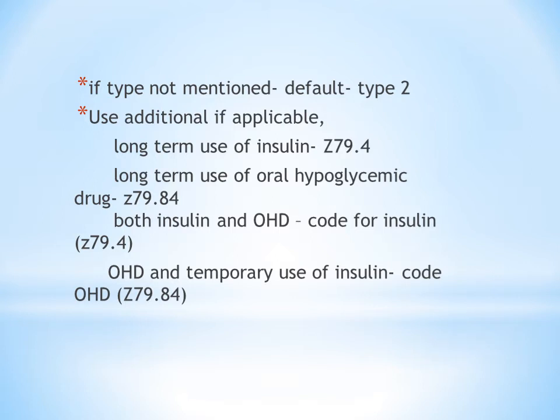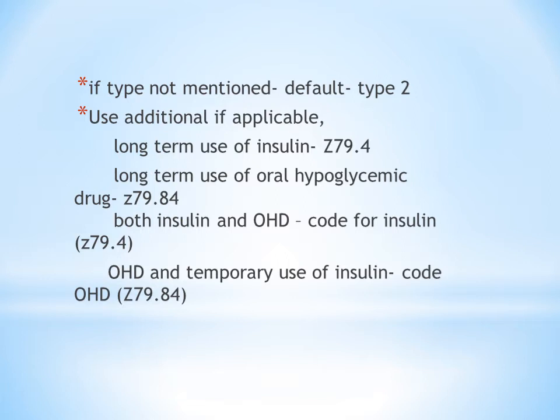So we have already seen the types of diabetes mellitus. The codes are: type 1 is E10 and type 2 is E11. Then the next guideline is if the type of diabetes is not mentioned as type 1 or type 2, which type do we take? By default, we have to take it as type 2 diabetes mellitus, E11 series.